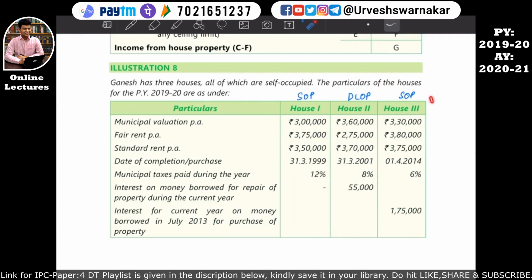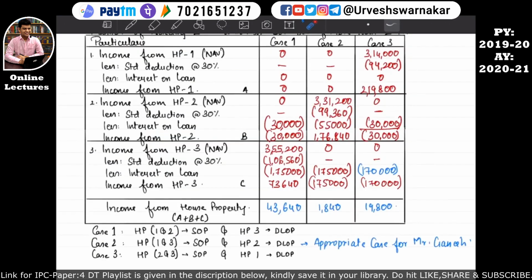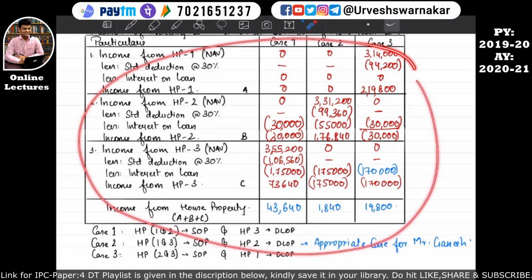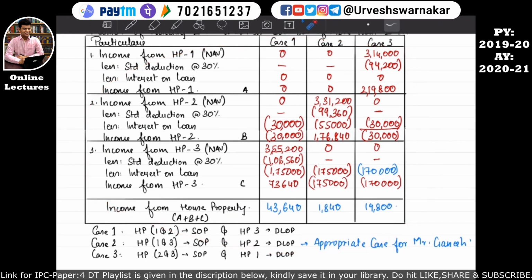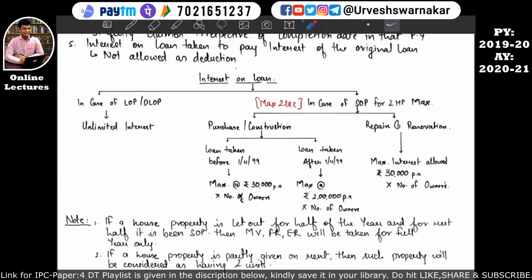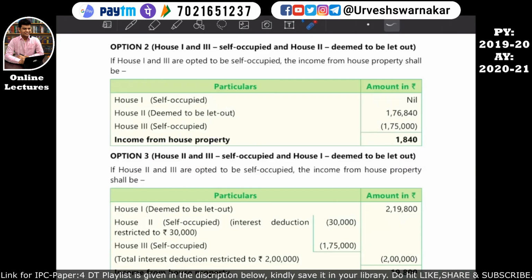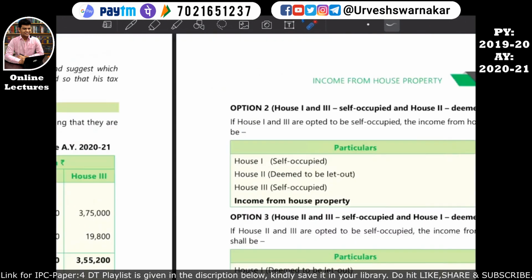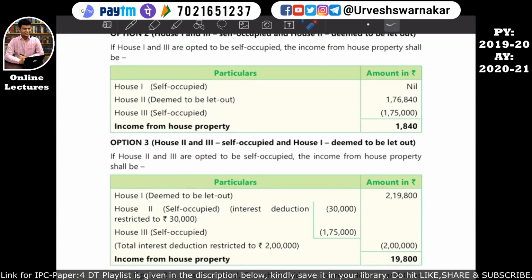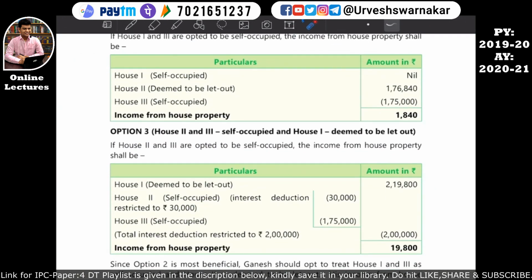Try to solve the sum considering what I have written over here, SOP, DLOP, SOP, okay. After solving that, again rewind my lecture and listen to this part of the sum we have solved for illustration number 8, okay. Listen to it one more time, then you will be very comfortable with this format. Once you are comfortable with this format, automatically you will find the format given in the solution in our study material a little outdated, okay. So I hope it is clear to you all by now, okay.